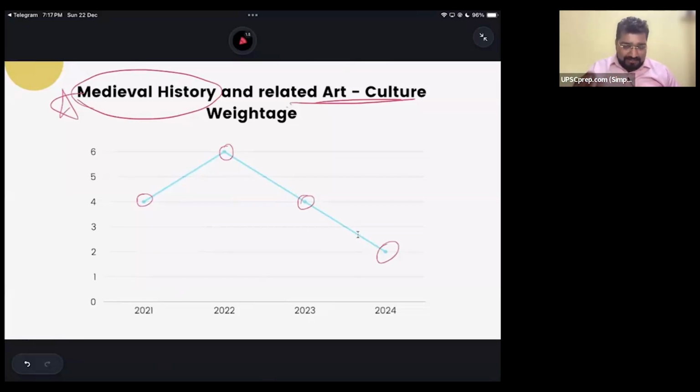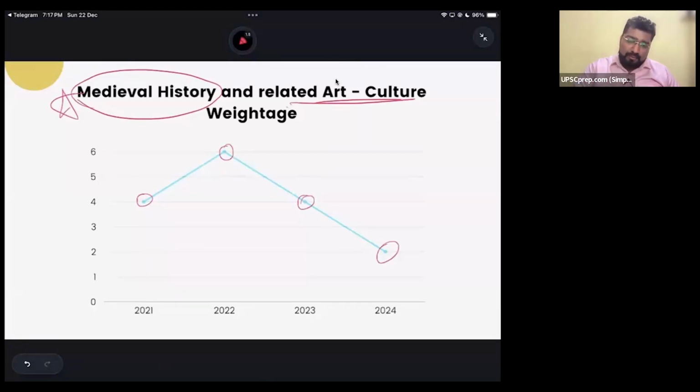UPSC, which is again an independent body, but the policies of the current government are reflected in the question pattern as well. You can see it. Now, why exactly is it reflected? Because it's a part of current affairs. The government policies and schemes, which are part of current affairs, are getting reflected. So questions will be asked with respect to ancient, medieval, and art and culture.